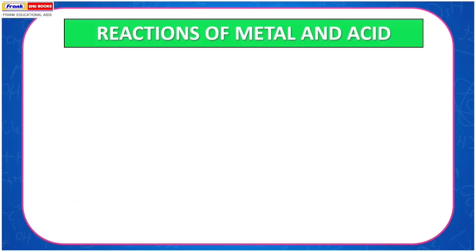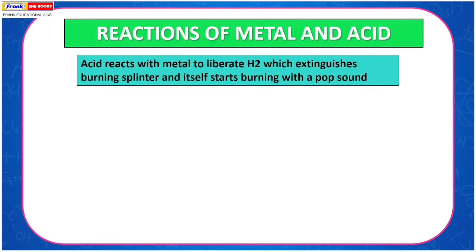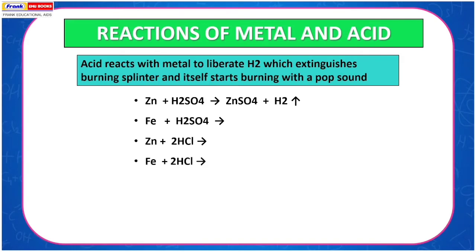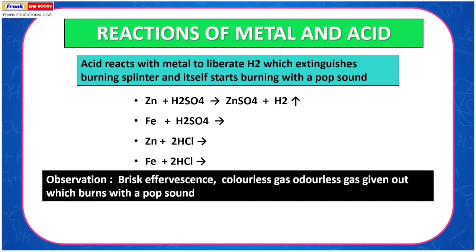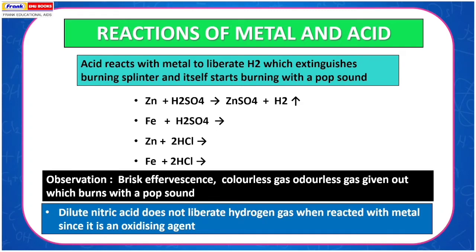Reactions of metal and acid. Acid reacts with metal to liberate hydrogen, which extinguishes a burning splinter and itself burns with a pop sound. Zinc reacts with H2SO4 to produce zinc sulfate and H2. Fe reacts with sulfuric acid. Zinc reacts with HCl. Iron reacts with HCl to give similar observations. Observation: brisk effervescence, a colorless, odorless gas is given out which burns with a pop sound. Dilute nitric acid does not liberate hydrogen gas when reacted with metal, since it is an oxidizing agent.